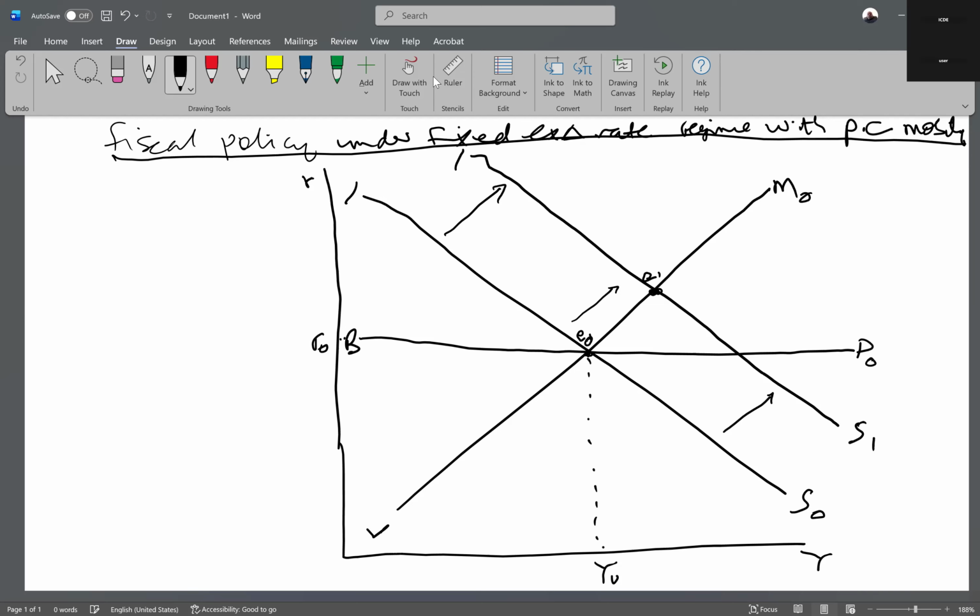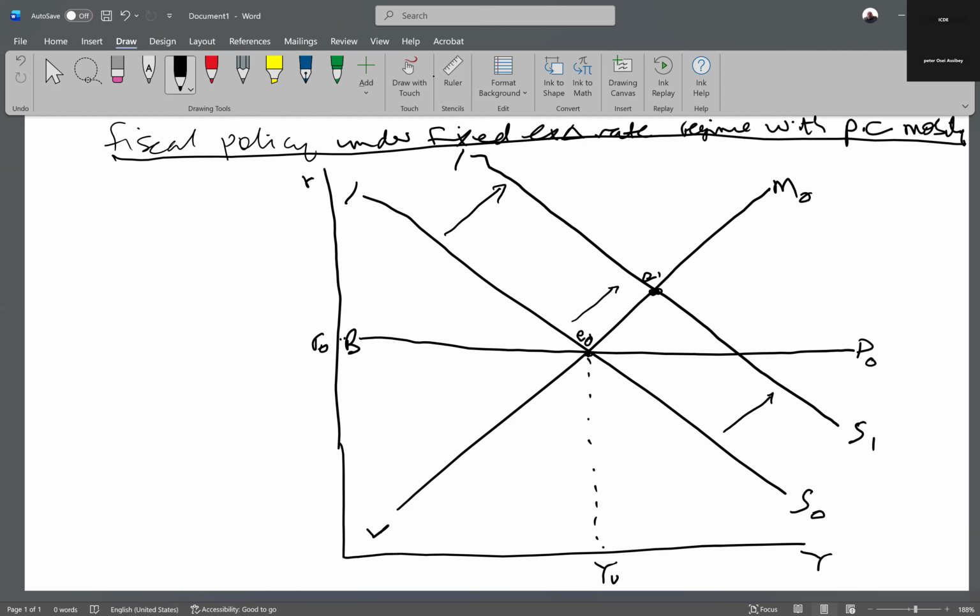At E1, we are at equilibrium on the IS curve. We are at equilibrium on the LM curve, but disequilibrium on the BP curve, the foreign exchange market. And in that disequilibrium, E1 is on top of the BP curve. You get it? Please respond so that I'll know that you are all here. Yes, sir.